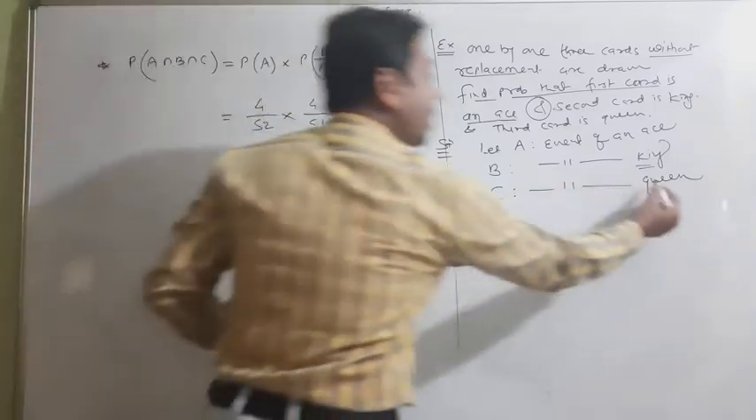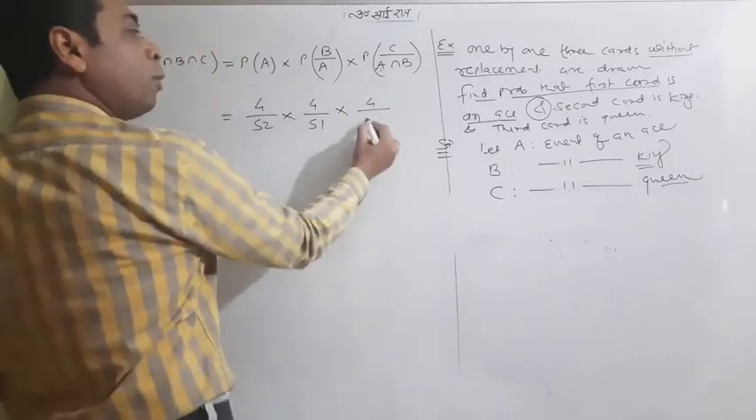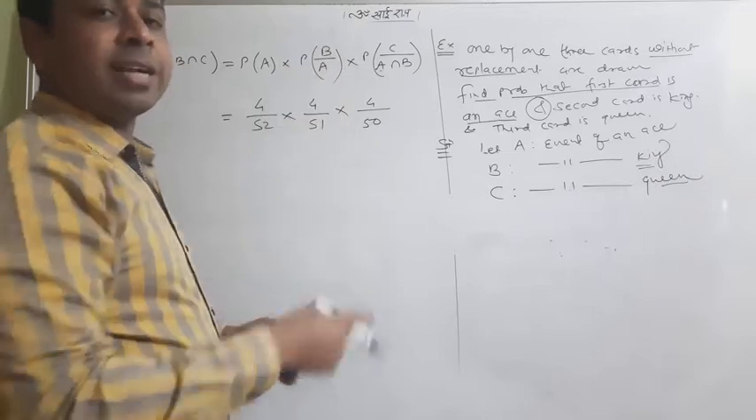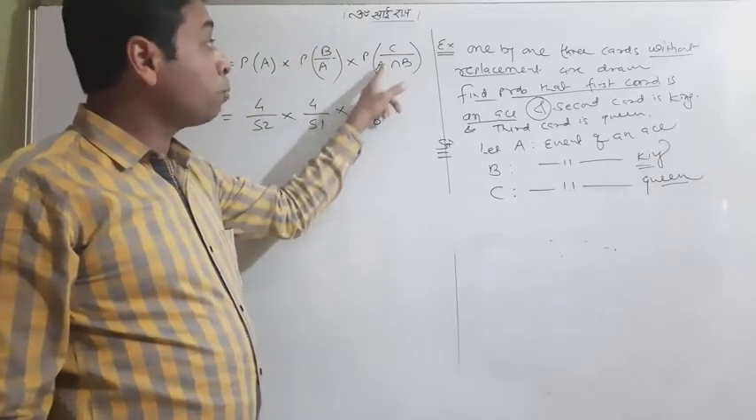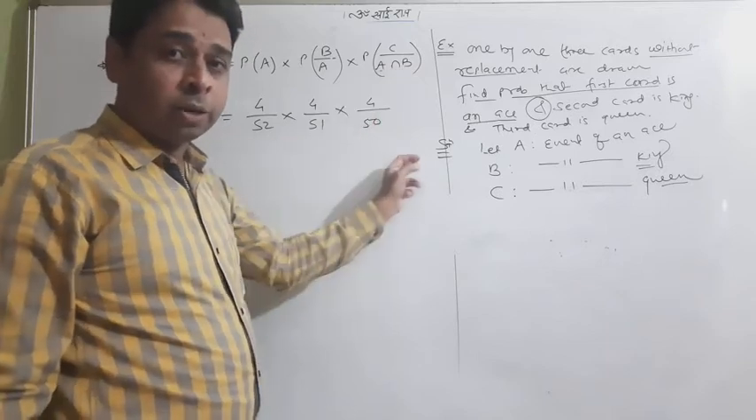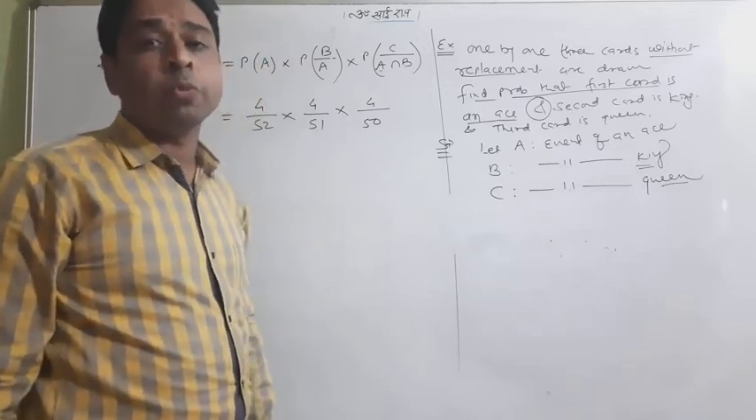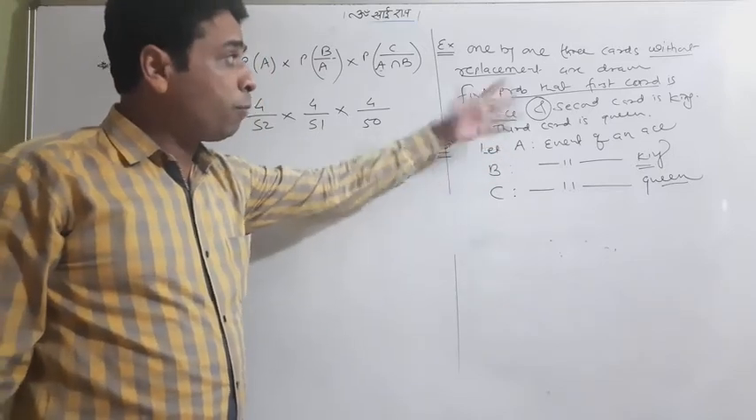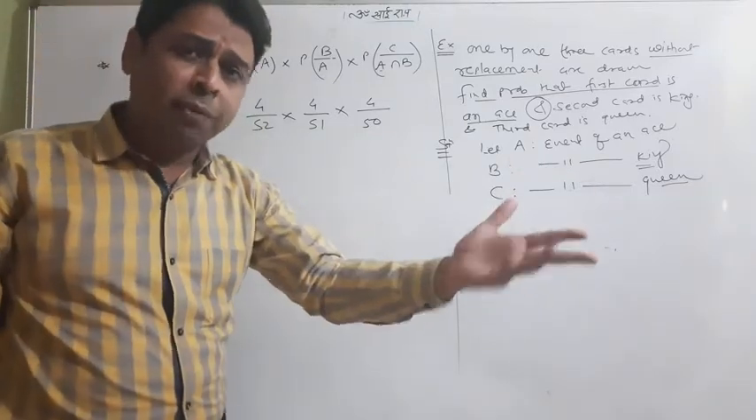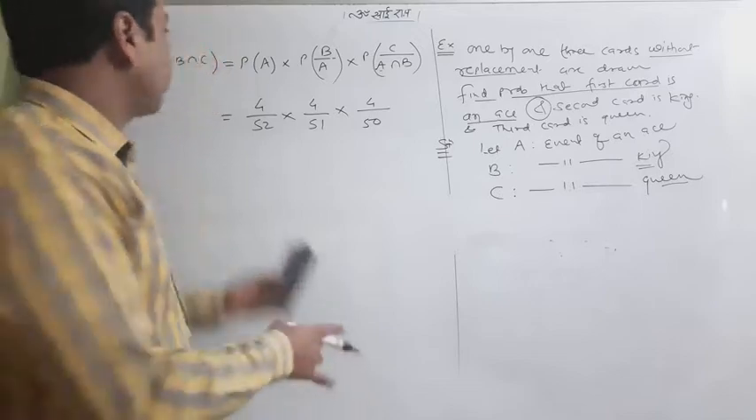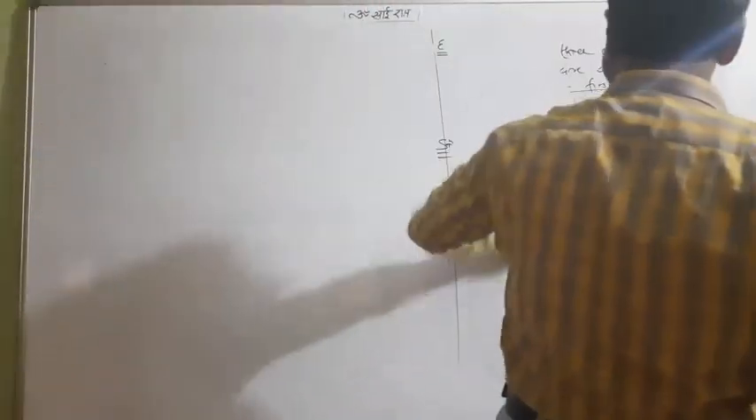P of C, again a queen card occurring. There are 4 queen cards, you know that. But now we have 50 cards. One can understand that B depends on A, that's why it came to 51. C depends on both previous events, that's why it came to 50. And that is your answer, whatever the answer will be. So I don't think it's a trouble, students, very easy. Before, I taught you for 2 events, and this is for 3 events. And suppose we have 4 events, we can increase it, no worry about that. Okay, so I hope you have understood till here what I am trying my level best to teach you.